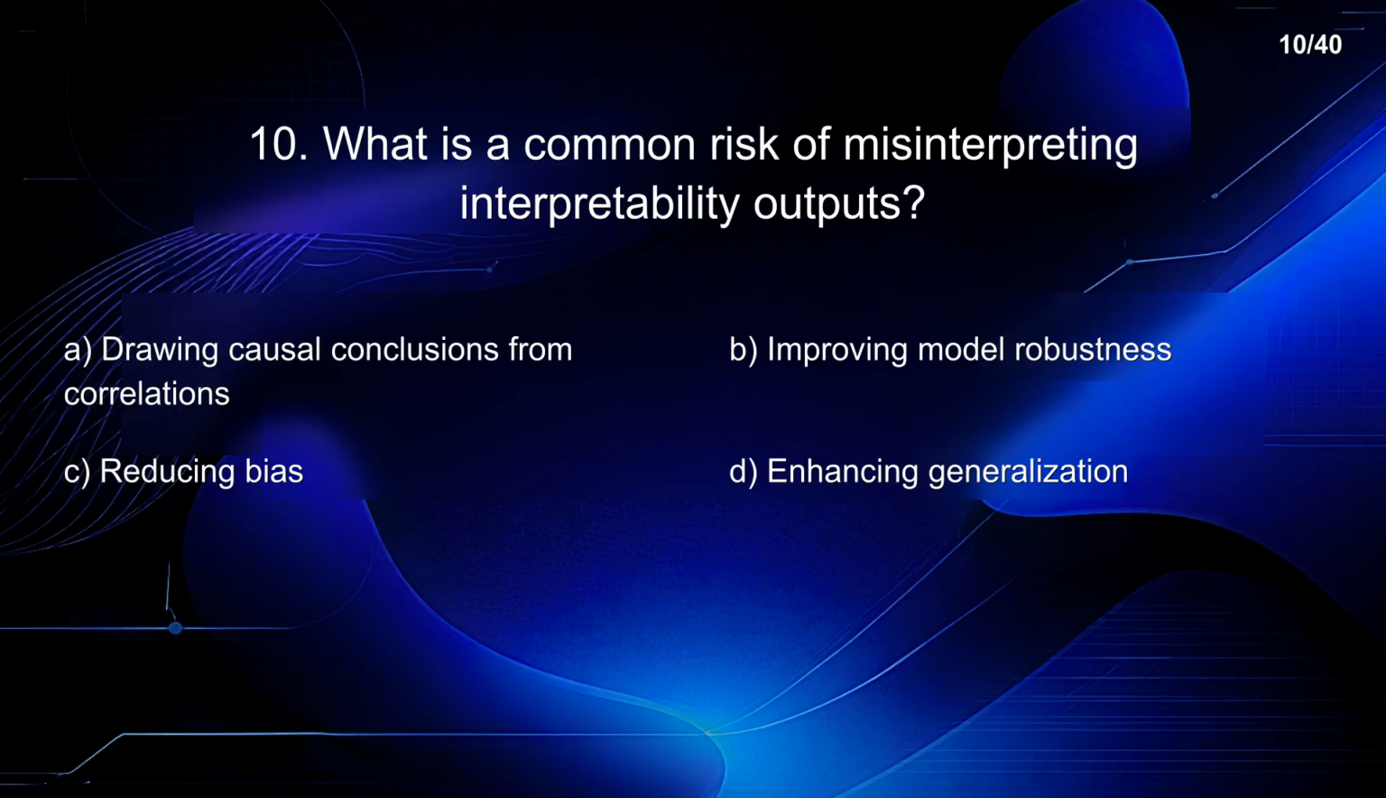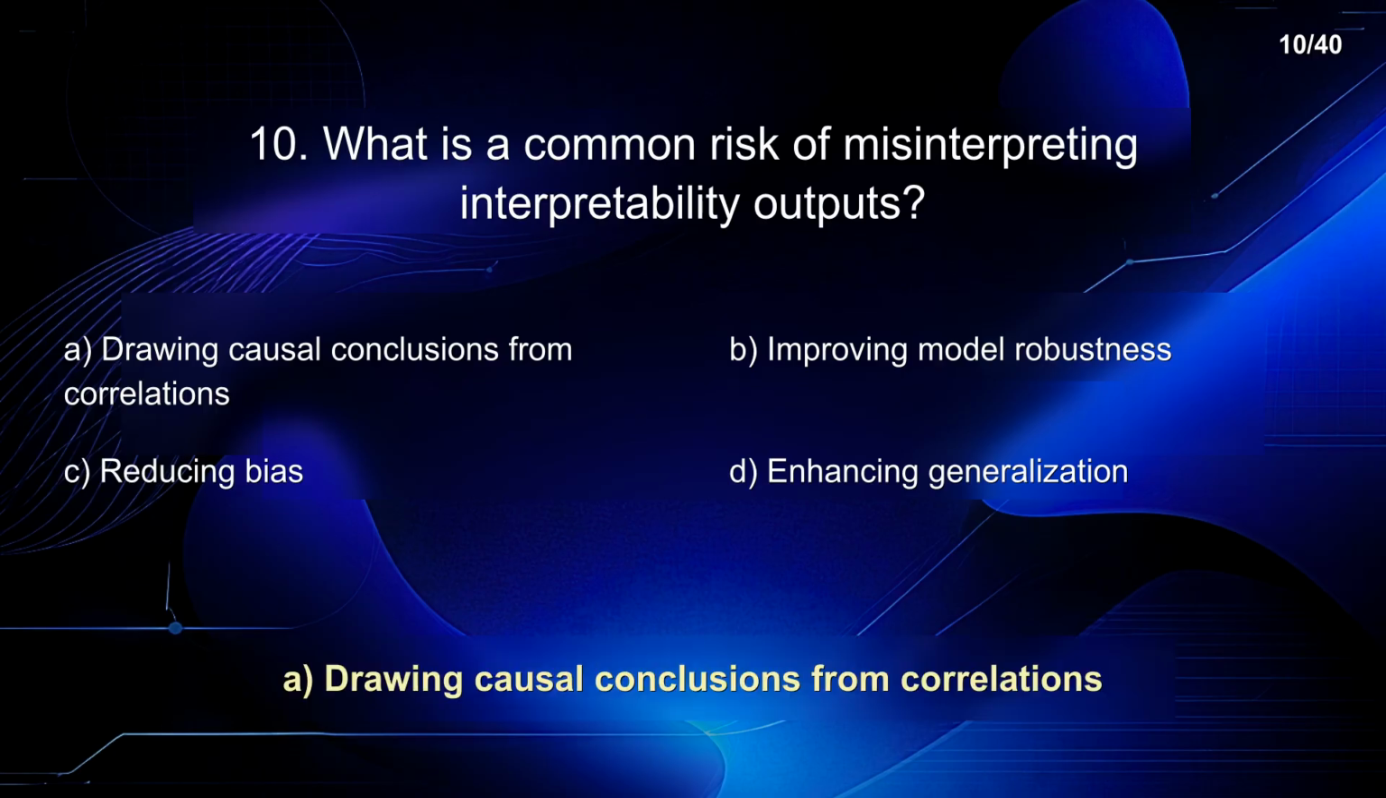10th question. What is a common risk of misinterpreting interpretability outputs? A. Drawing causal conclusions from correlations. B. Improving model robustness. C. Reducing bias. D. Enhancing generalization. Correct answer is A. Drawing causal conclusions from correlations.